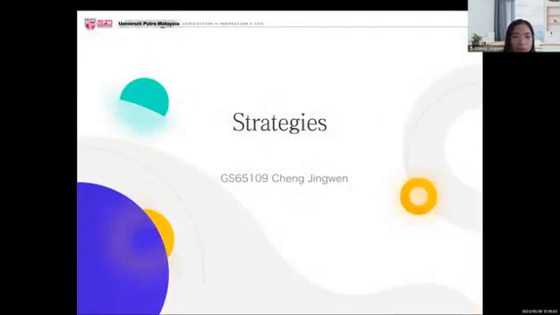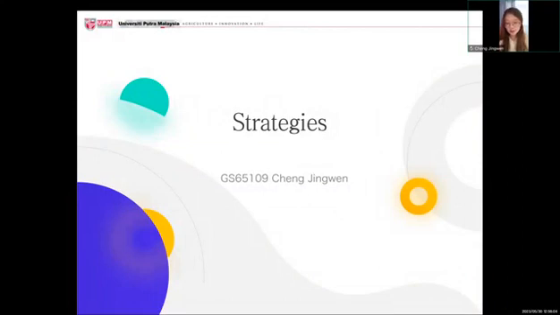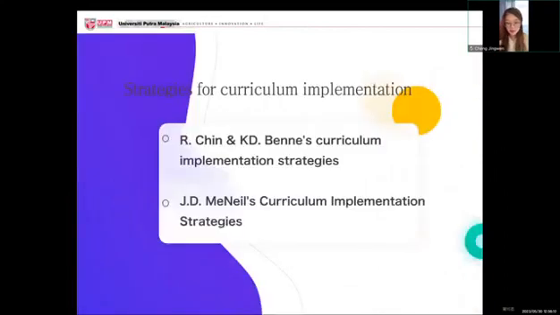Okay, hello everyone. I'm going to move on to the strategies for curriculum implementation, about which there are two different categories. The first one is Chen and Ben's curriculum implementation strategies, and the next is Monel curriculum implementation strategies.